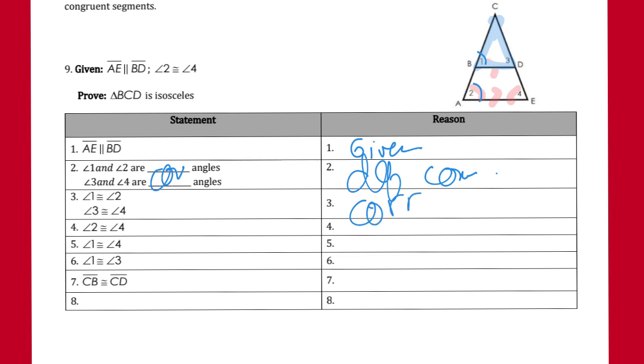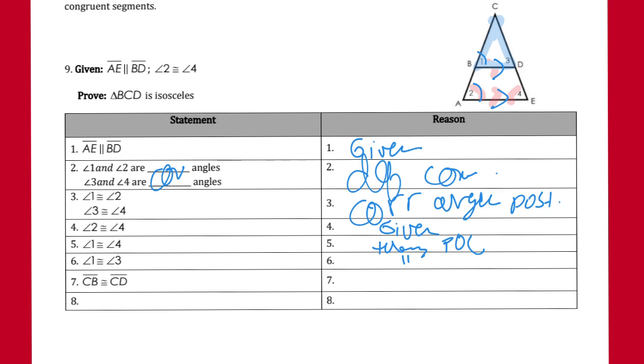If you've got parallel lines cut by transversals and you have corresponding angles, the corresponding angles postulate says that the angles will be congruent. The next thing is angles 2 and 4 are congruent, and that's from given. So look up at your given. And then the next one says, therefore, angles 1 and 4 are congruent. That would be the transitive property of congruence. And actually the next one is as well. Angles 1 and 3 would be, as a result of that, the transitive property of congruence.